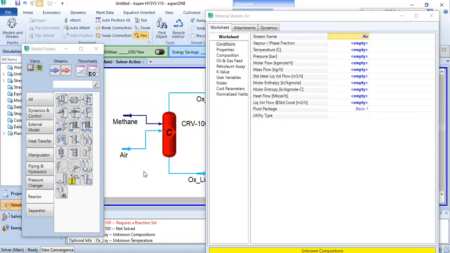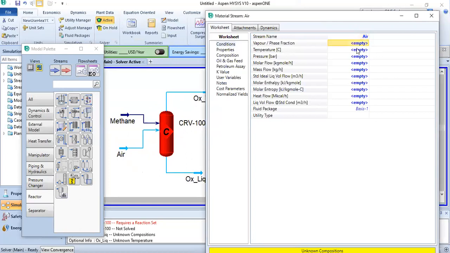Since we are not using pure air, we are using the air for taking the oxygen inside the reactor. So whose condition is temperature is again 25 degrees C and pressure is 2 bar, flow is 260 kg mole per hour. Now I will go to the composition.